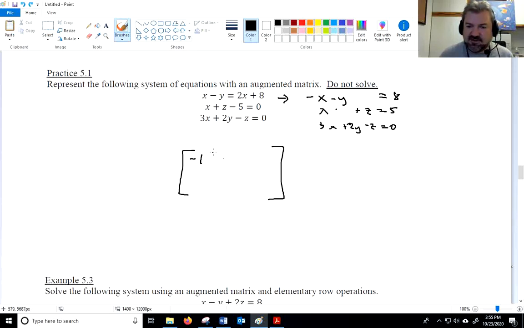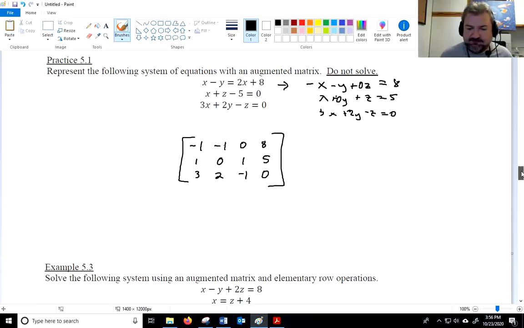All right, I'm doing negative 1. I think it's going to help if you put 0z, 0y. Okay, so I have a negative 1, minus 1. Then I have a 0, and then I have an 8. Then I have 1, 0, 1, and 5. Then 3, 2, negative 1, and a 0. Okay. And we're just going to leave it like that, because that was the whole setup.